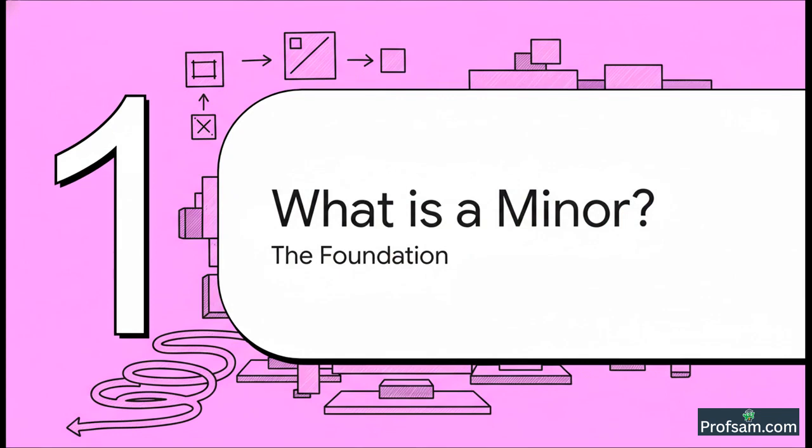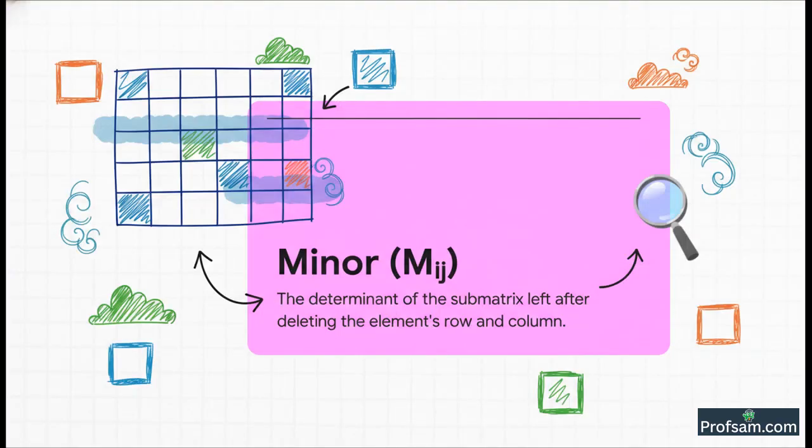Right then, first things first, what is a minor? This is the absolute foundation for everything else we're going to do today. And the best part is, it's actually really, really simple. Don't worry, this is much easier than it looks. So, the official NCERT definition sounds a bit complicated, doesn't it? But all it's really saying is that a minor is just a tiny determinant that you find inside the bigger matrix. It's like a mini puzzle.